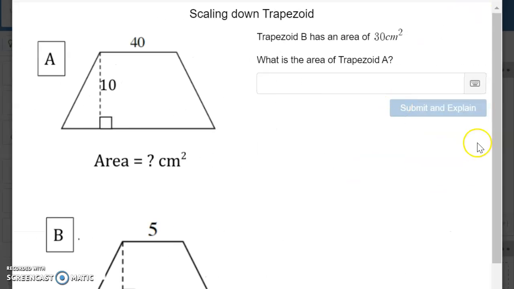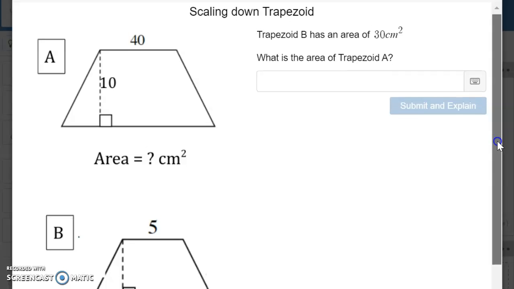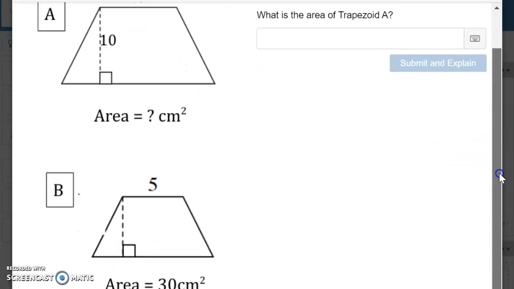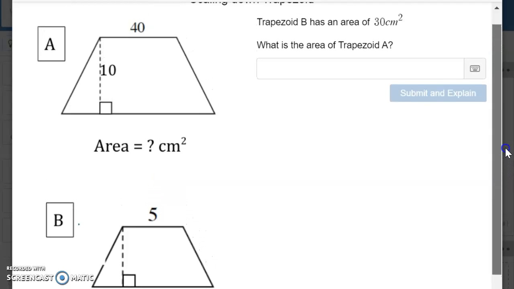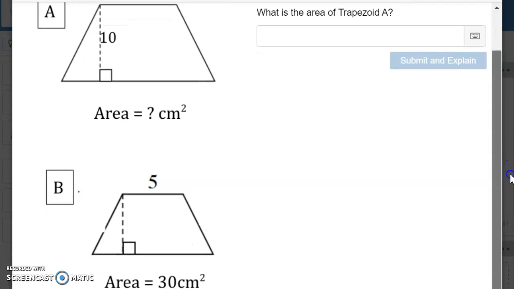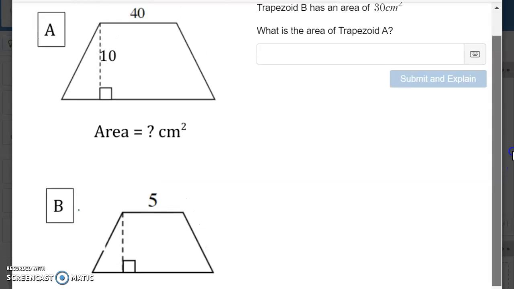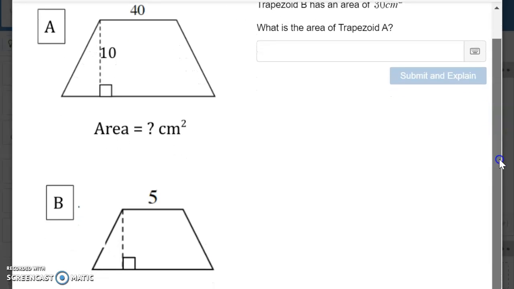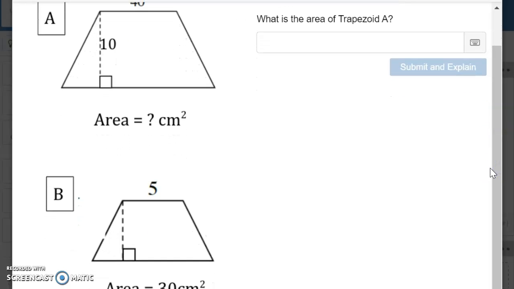Okay, trapezoid B has the area of 30 centimeters. This one has area of 30 centimeters. What is the area of trapezoid A? Now, the scale factor was 1/8.